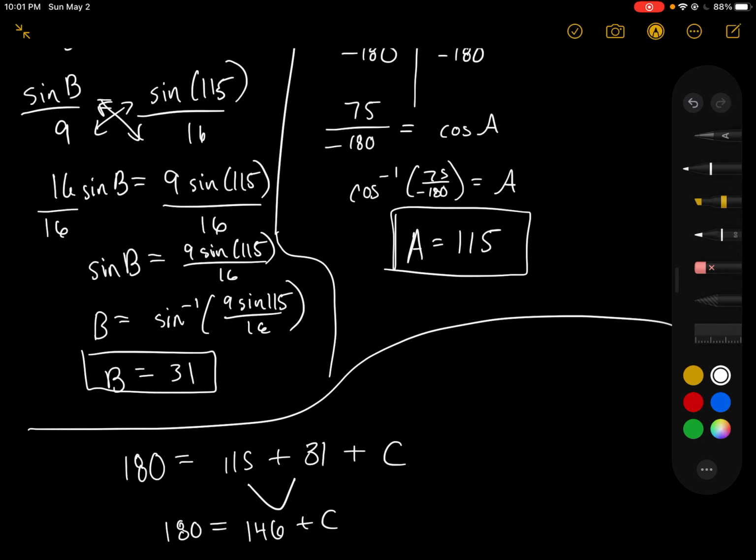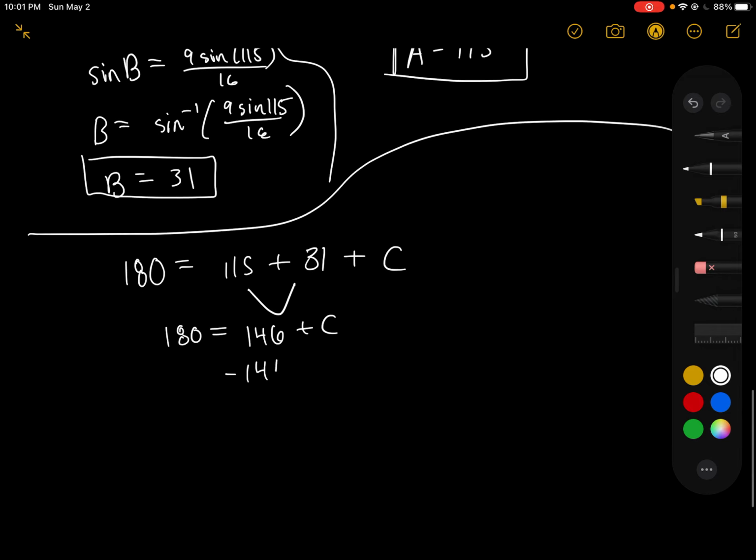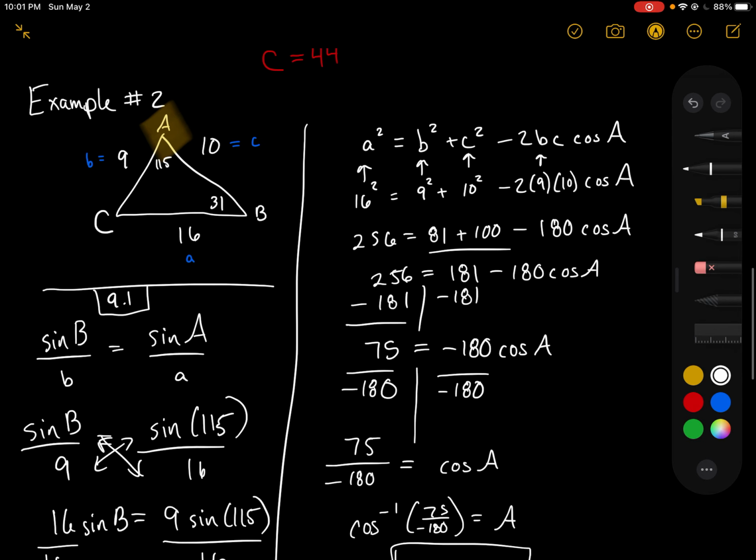So we have 180 degrees. We've already solved for one angle as 115, another angle is 31. So our last angle we haven't solved for yet is C. So put these things together. 146 plus C is 180. Subtract 146 from both sides. We'll get an answer of C equals 34. Now that's going to be our final angle in our triangle.